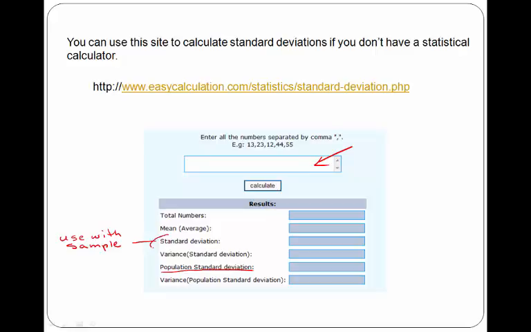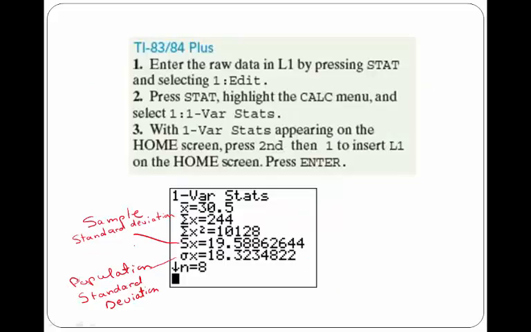You want to use this for your sample standard deviation, and this one if you need a population standard deviation. It will calculate both for you at the same time. It doesn't know whether you're using a sample or a population, so you have to pick the one that applies in your situation. And this is what you'll get if you use a TI 83 or 84 plus calculator. And the sample is the S, and the population standard deviation is the Greek letter sigma.